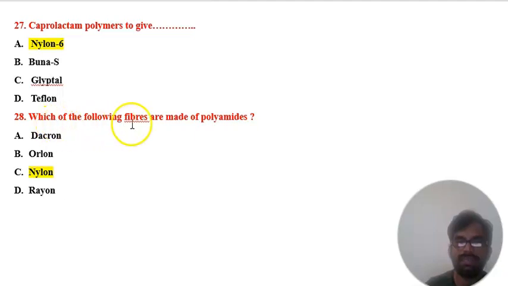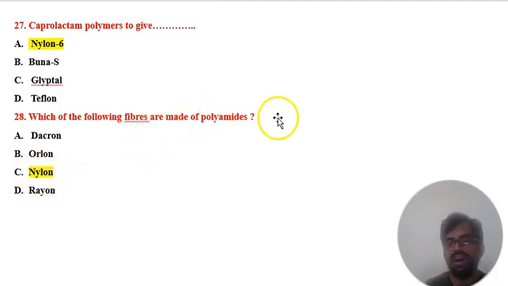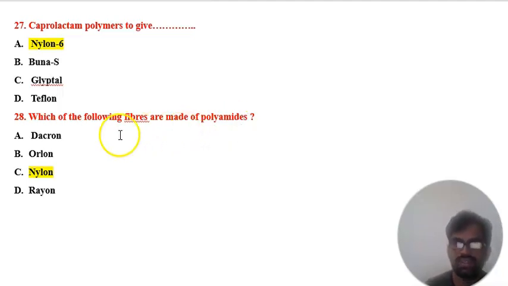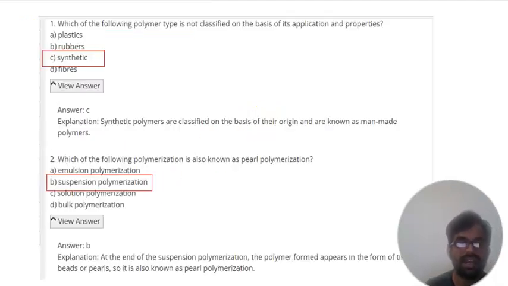You can see: which of the following fibers are made up of polyamides? Polyamides are nothing but nylon. We already discussed this earlier. Polyamides are used in manufacturing baby feeding and soft drink bottles. So polyamide is made up of nylon fibers. And I mentioned a few other important points here. It came in earlier exams.